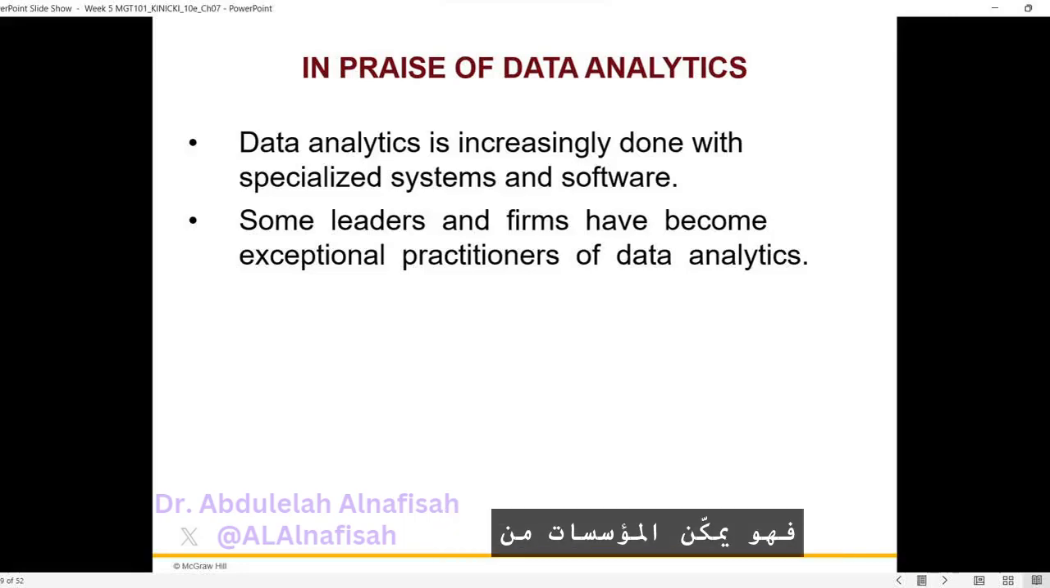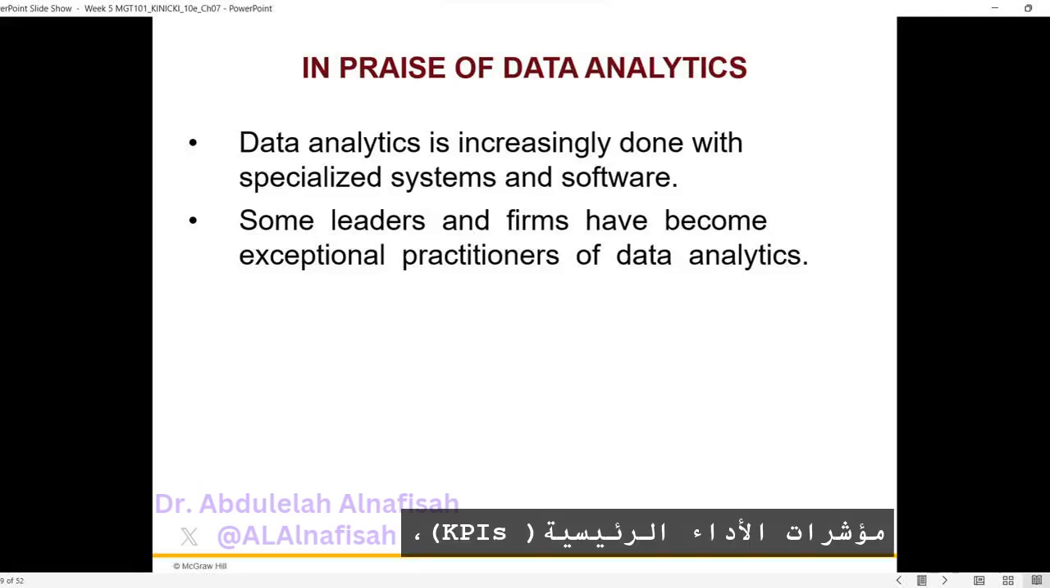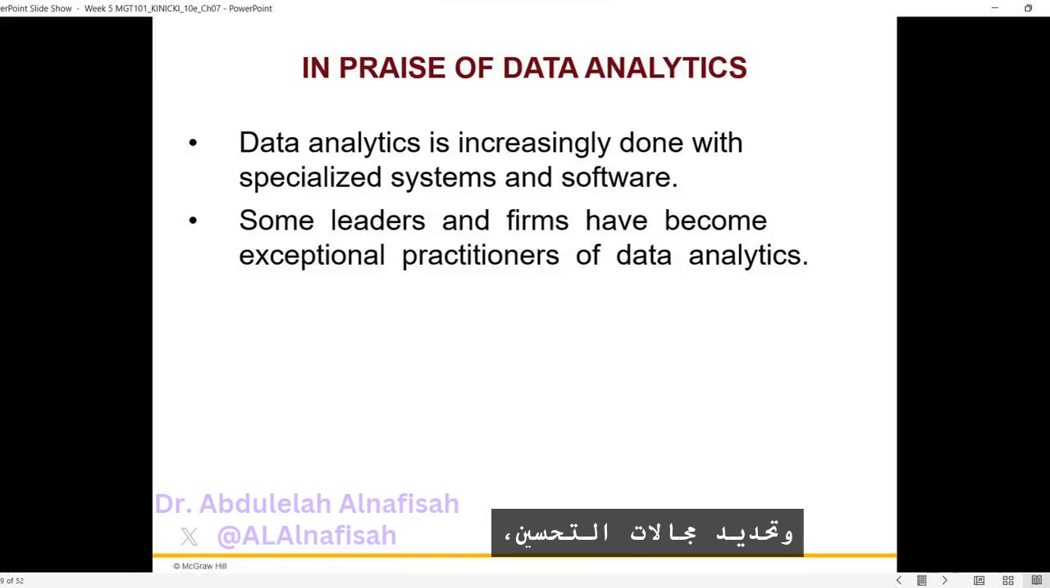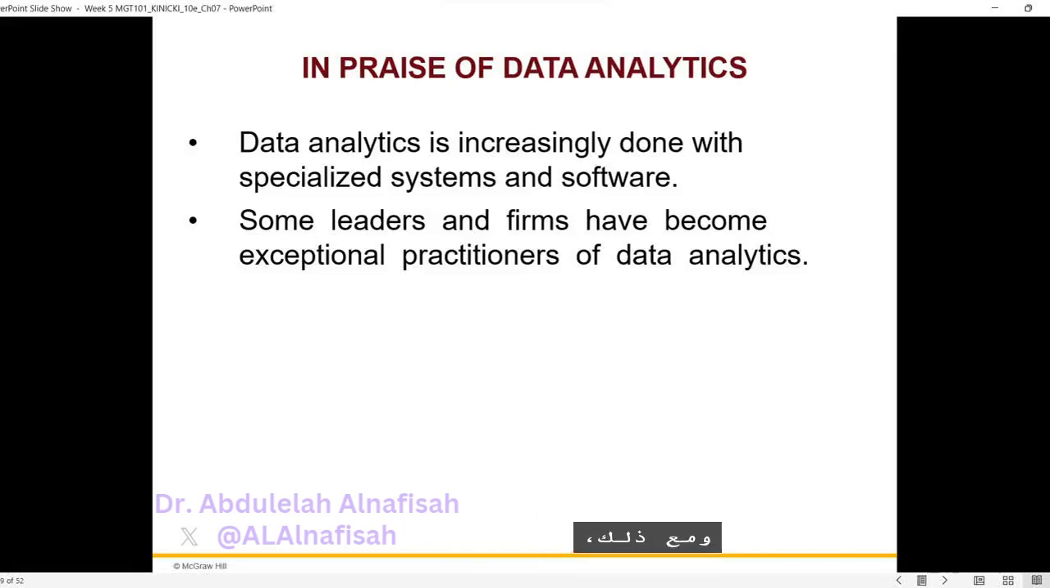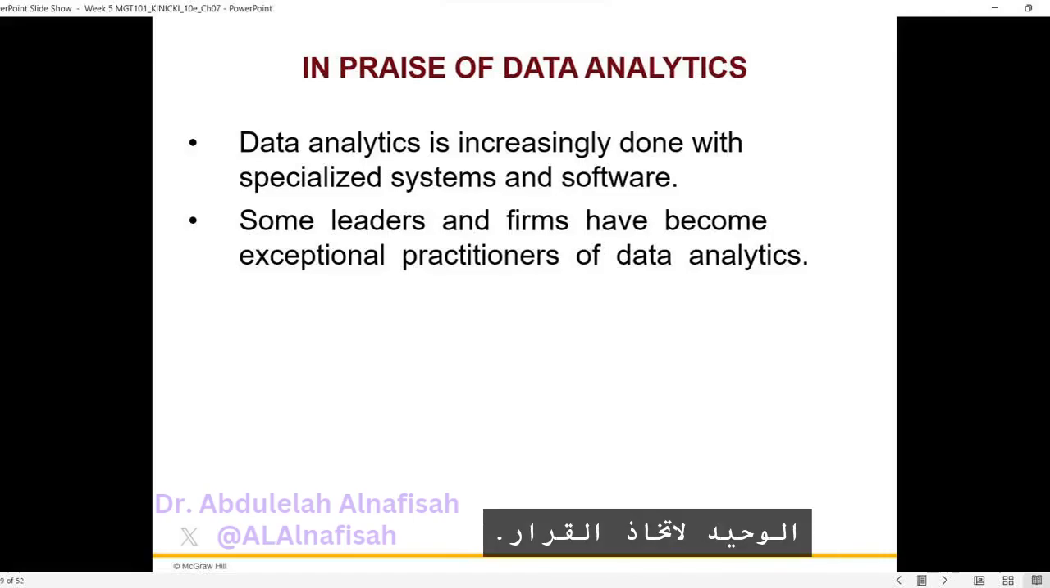It enables organizations to measure performance, track key performance indicators, KPIs, identify areas for improvement, and make data-driven decisions that align with their goals and objectives. However, it's important to note that while data analytics is a valuable tool, it should not be the sole basis for decision-making. It should be used in conjunction with other sources of information, expertise, and organizational context to ensure a comprehensive and balanced approach to evidence-based management.